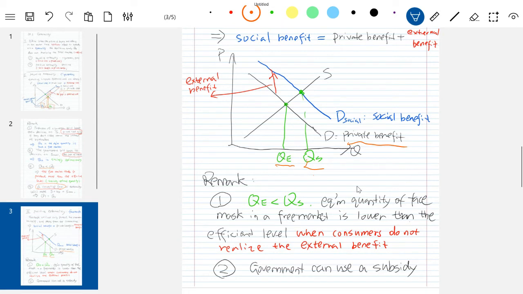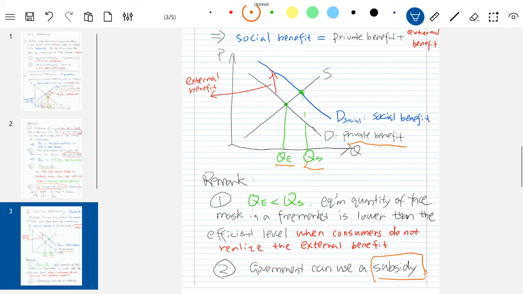This is because when we draw the private demand and supply functions, they didn't really account for the external benefit from wearing a face mask. Once we do take that external benefit into account, society really should have produced more face masks. So in this case, we want to encourage the market to produce more face masks. Instead of using a tax, the government should use a subsidy to incentivize consumers to buy more face masks.